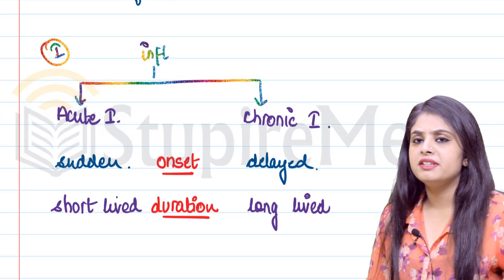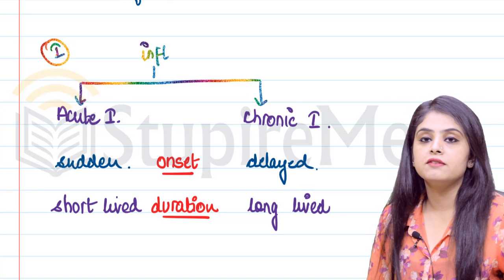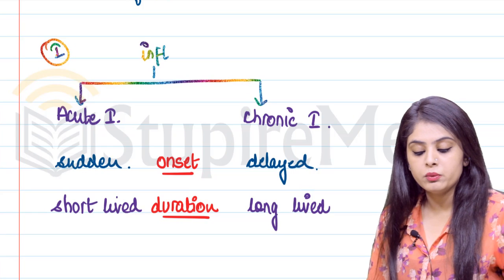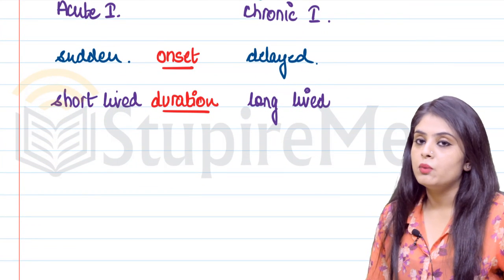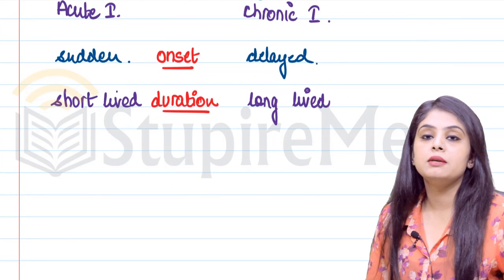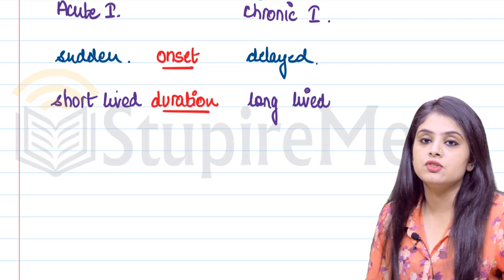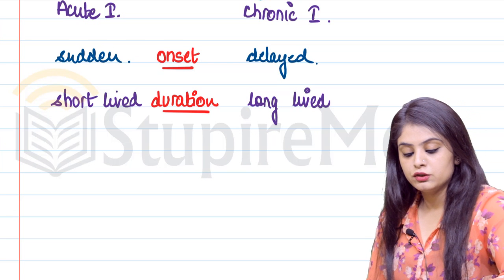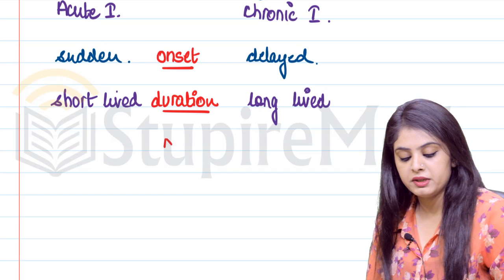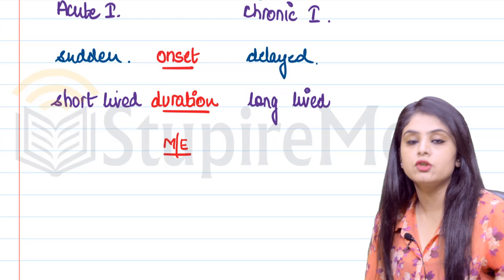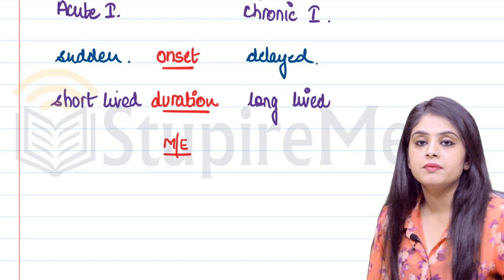So we've done two very basic differences between acute and chronic inflammation. But what we are dealing with is pathology. And when we are dealing with pathology, you have to keep in mind that you will always have something known as microscopic images coming your way. So what is the microscopic examination of acute and chronic inflammation going to show you?